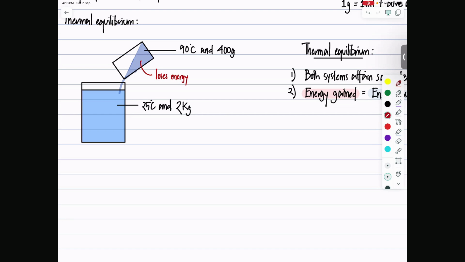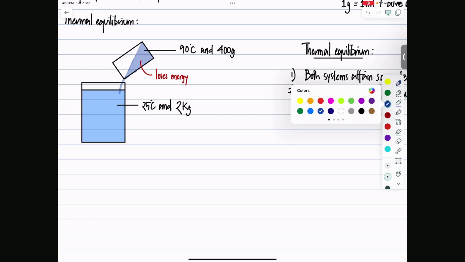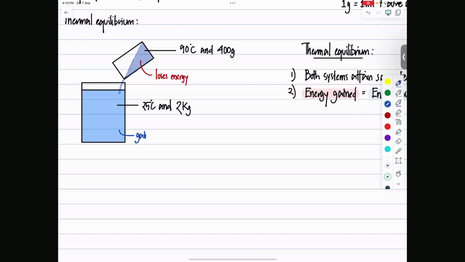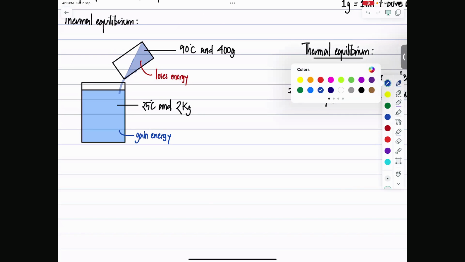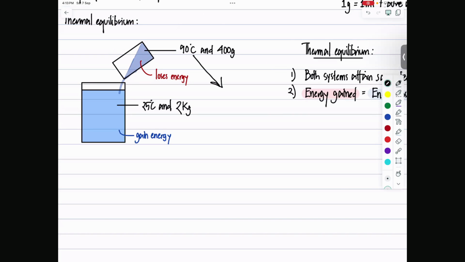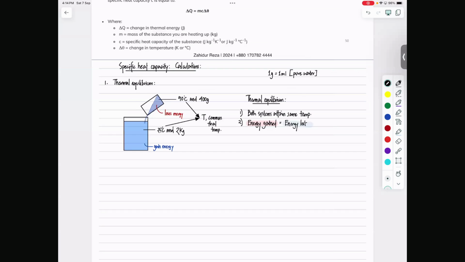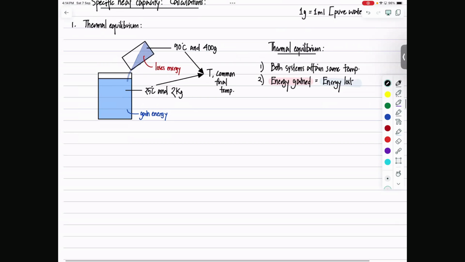And obviously, because you're pouring it into the other one, this one gains energy. Now, they will continue to lose energy and gain energy until both of them attain the same temperature. So that 90 will actually go down and the 25 will actually go up. And they both will meet at a common temperature. So this is the common final temperature, right? Once you have this information, you can use this to find your final temperature.